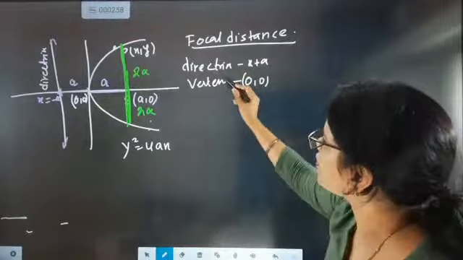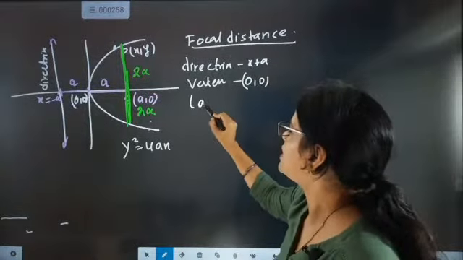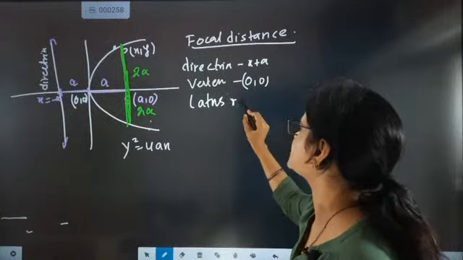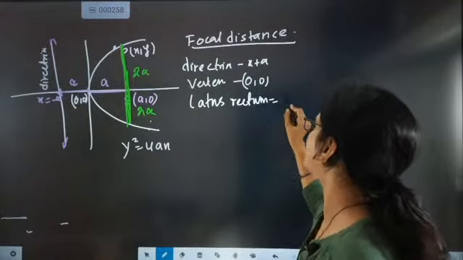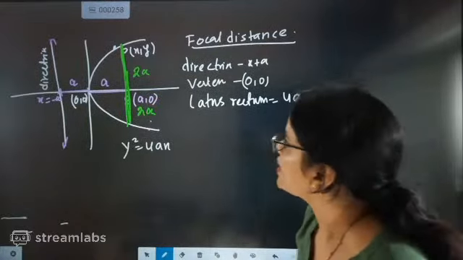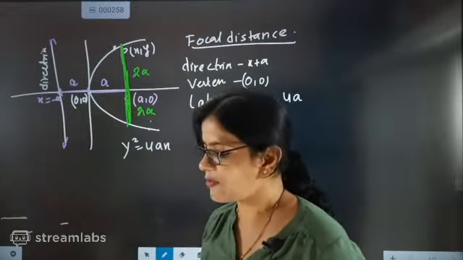Okay, now the vertex point is coming, beta, the directrix is coming, and the latus rectum is exactly going to be 4a. The latus rectum is going to be 4a. Now only I think we have discussed about everything.